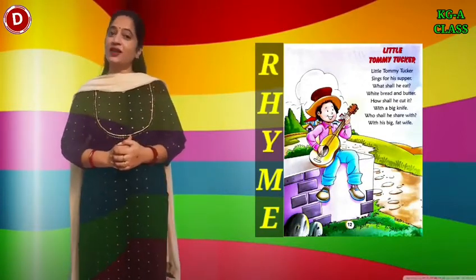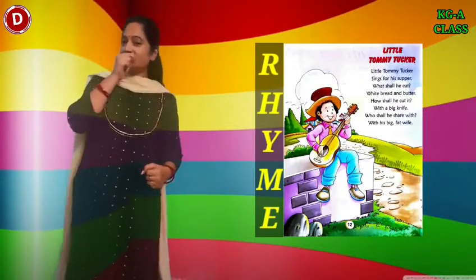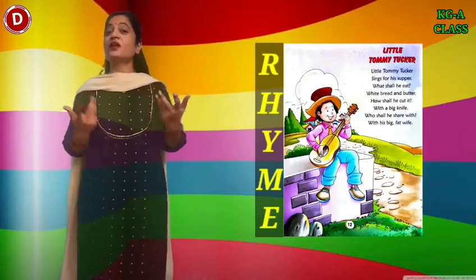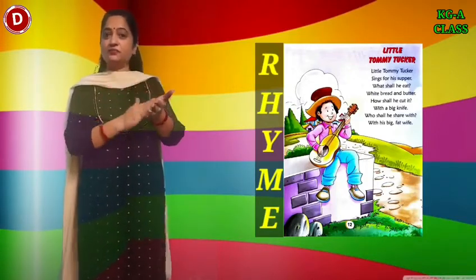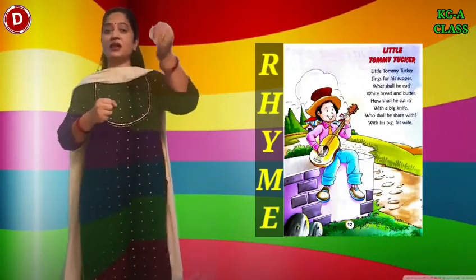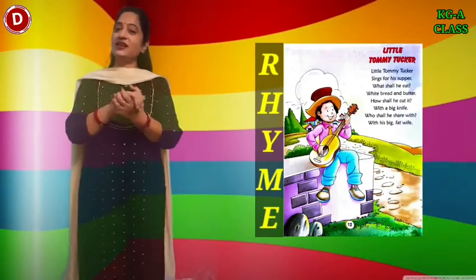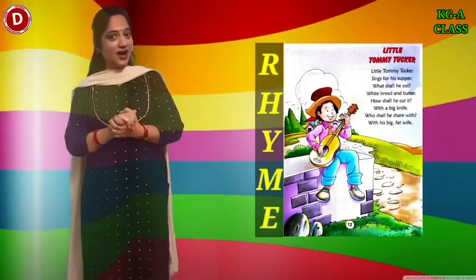Let's say it one more time. Little Tommy Tucker sings for his supper. What shall he eat? White bread and butter. How shall he cut it? With a big knife. Who shall he share with? With his big fat wife.